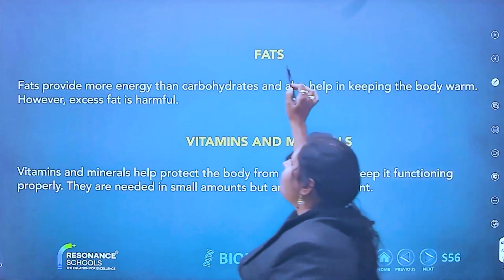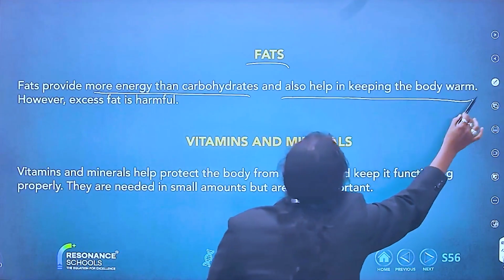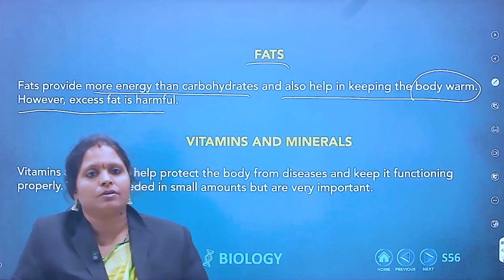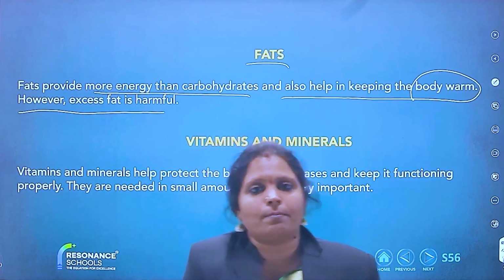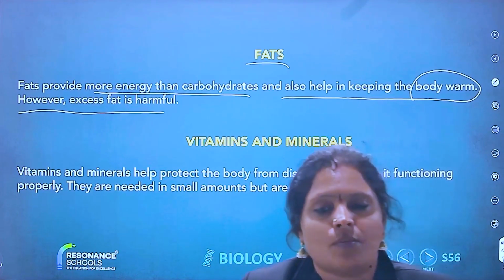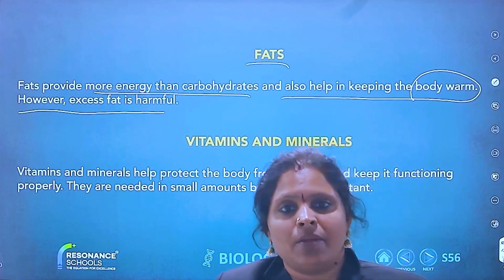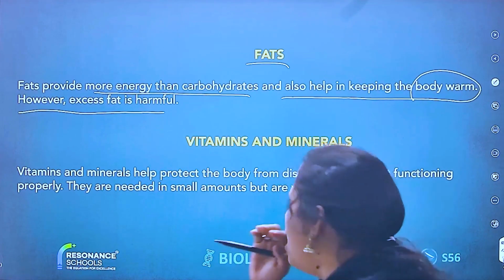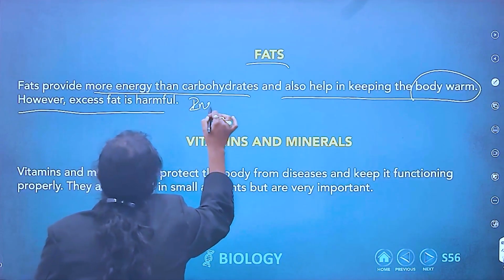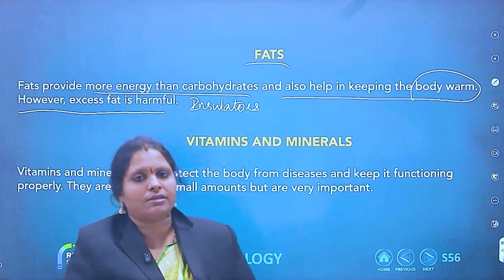Now, fats. Fats provide more energy than carbohydrates and also help in keeping the body warm. Excess fat is harmful. You know, during winter season, our body starts shivering because these fats keep our body warm. And fats act as insulators. So please write, all of you, fats act as what, children? Insulators. Fats act as insulators.